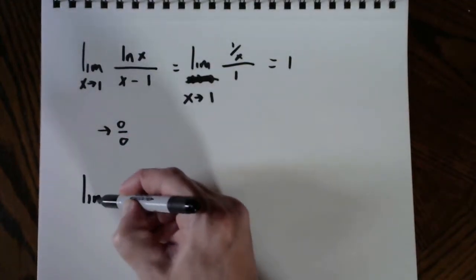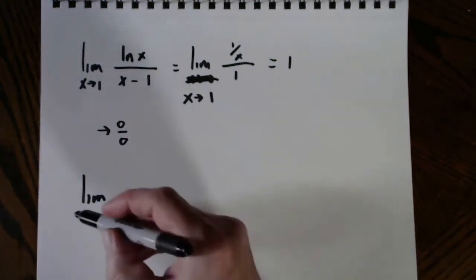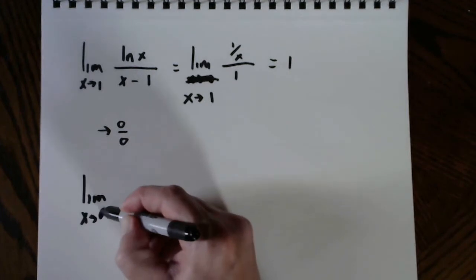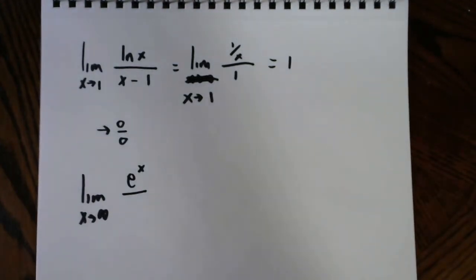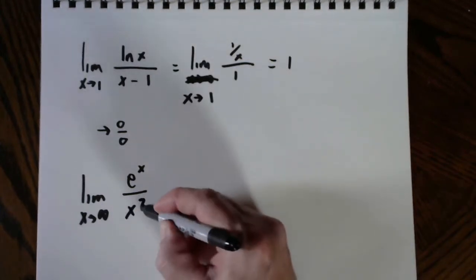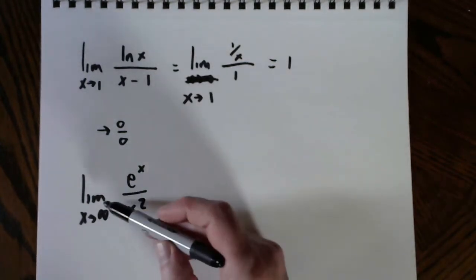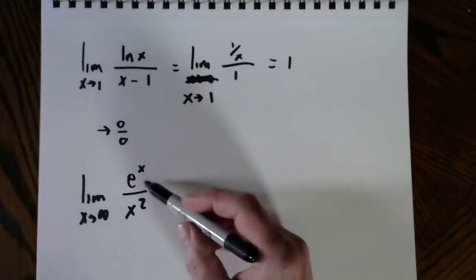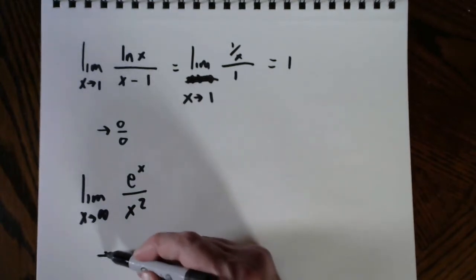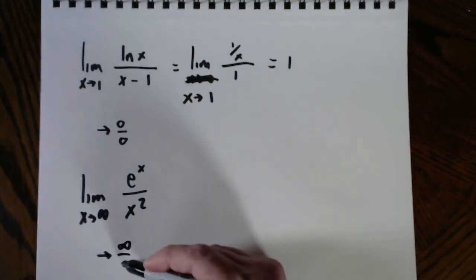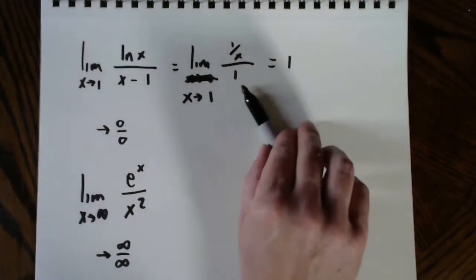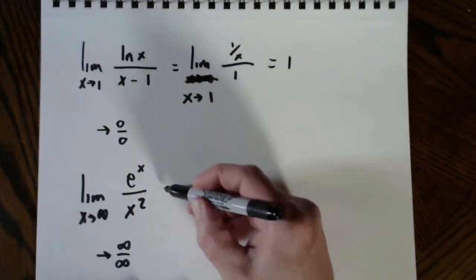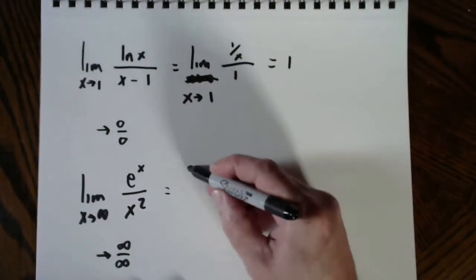The limit as x goes to infinity of e to the x over x squared. All right, so as x goes to infinity, we know e to the x goes to infinity, and certainly x squared. So this is this indeterminate form. So we'll apply the rule. Again, I'll take derivatives of top and bottom.